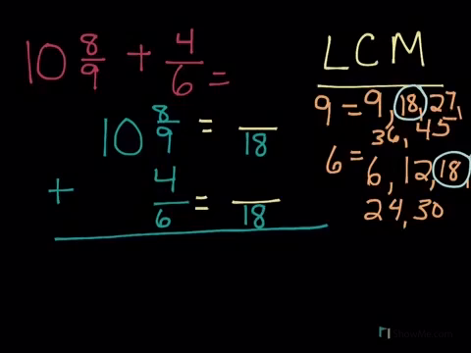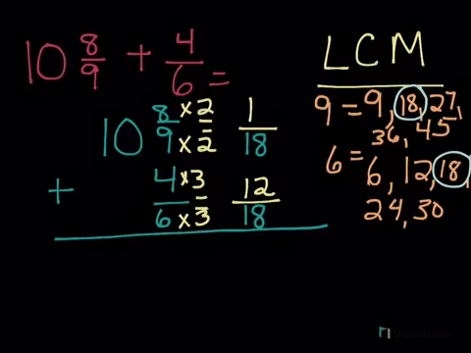Now I'm going to think to myself, 6 times what is 18? 6 times 3. What I do to the bottom, I do to the top. 4 times 3 gives me 12. Now I'm thinking 9 times what is 18? 9 times 2. What I do to the bottom, I do to the top. 8 times 2 gives me 16. Now I'm ready to add up my numbers.